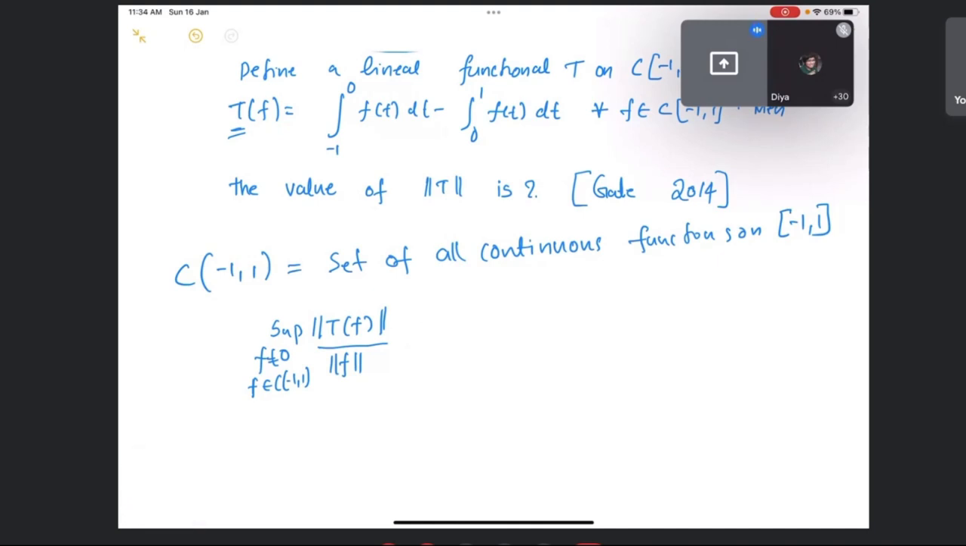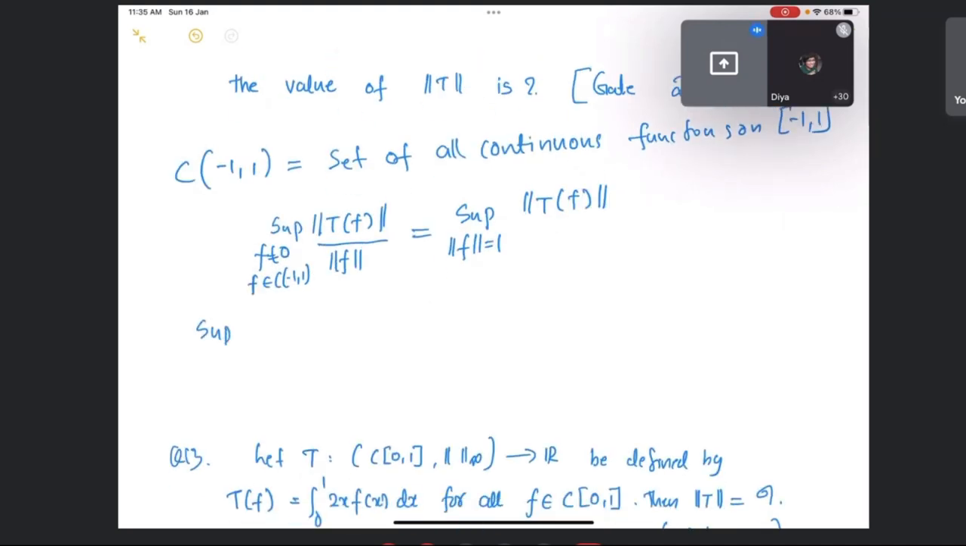So this definition you can also rewrite as supremum. After some manipulation, you can show that this is actually the same, not only in the case of C of minus 1, 1, but in every normed space. That is, this quantity in general, supremum over x not equal to 0, x in X, of norm Tx by norm x, is the same as supremum over norm x equal to 1 of norm of Tx. These quantities are actually the same. That you can simply prove by putting some x over norm x equal to some y. You can prove this actually.